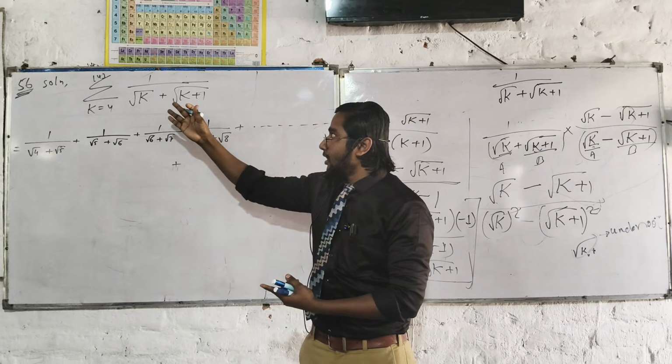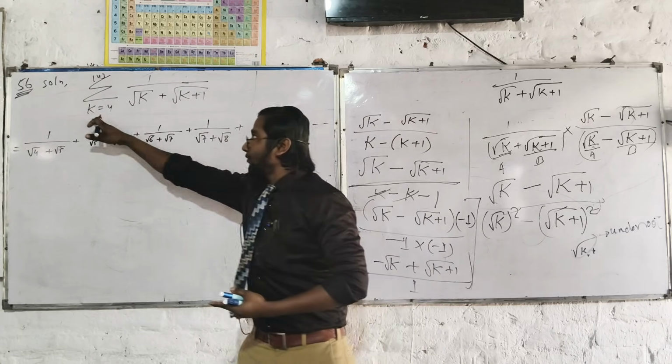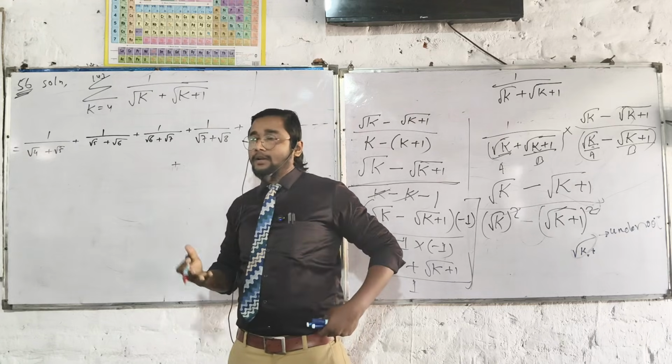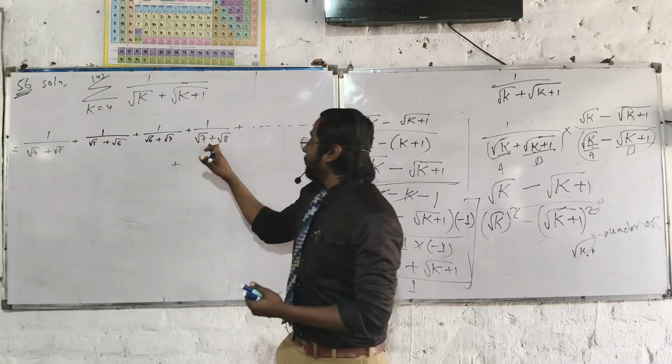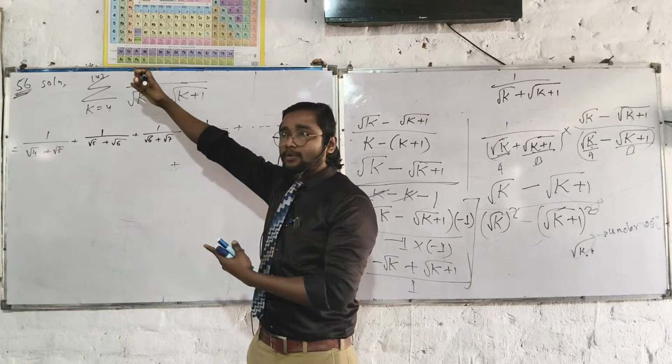It started from 4. It is not started from 1. So almost 139 terms will be there. Term 1, term 2, term 3, term 4. We are counting like this. Okay, so now it starts from k equals 4 and goes up to 143.